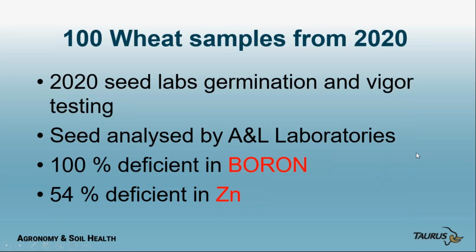But that's all good and it's in your seed, but you don't even know what's in your seed. So we worked with 20/20 Seed Labs in 2020, and we took 100 samples of wheat from across Alberta randomly because they had already been run through germination and vigor tests. So we were trying to see if there was a relationship between nutrients and germination and vigor. Well, what do we find? 100% were low in boron, 54% were low in zinc.